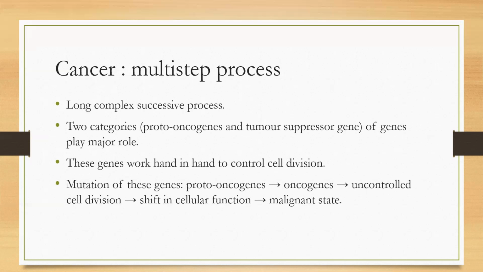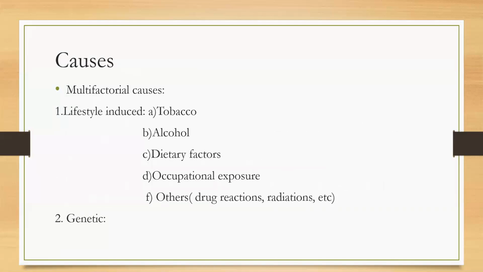Here, for the cancer cell to develop, the main two categories of genes play a major role. Normally, for a cell to multiply, they are proto-oncogene and tumor suppressor gene. These two genes work hand in hand to control the cell division. But whenever there is any mutation in either of the two genes, the proto-oncogenes get converted into oncogenes, and that results in uncontrolled cell division and a shift in the cellular function. So the cell gets converted into a malignant state, thus leading to a cancer state.